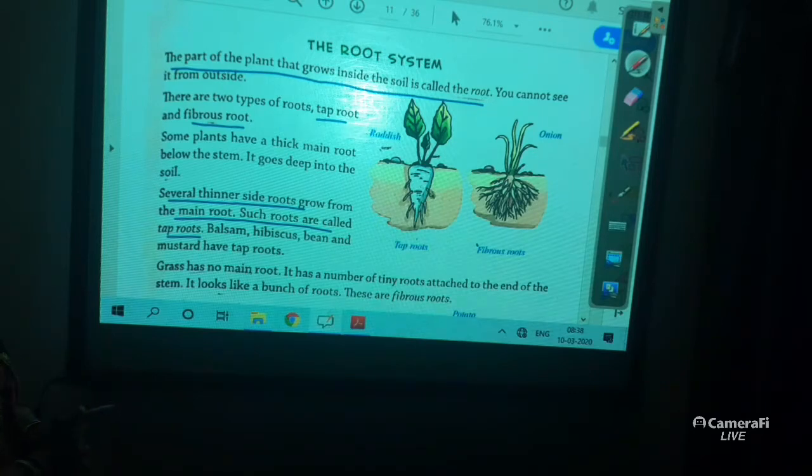So tap roots is, some plants have only one thin main root below the stem and it goes deep into the soil, and several thinner side roots grow from this main root. Okay, now what is the example of tap root? In which type of plants we can see this type of root?